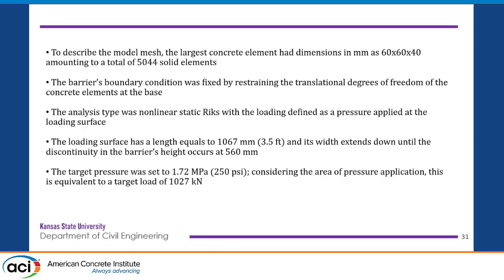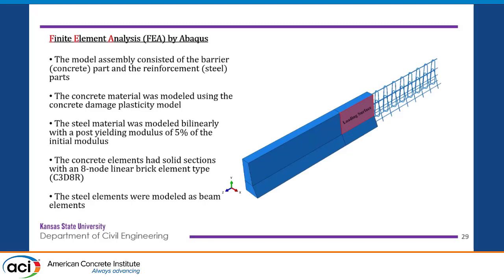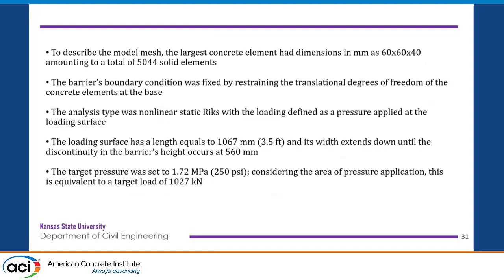We had the load applied at the loading surface, as you can see here, which is this distance. This distance is LT, and this is the depth of the first segment, which is 560 millimeters. If we apply a pressure of 1.72 megapascal at this loading area, the ultimate load or the target pressure will give us the peak load of 1,027 kilonewton.